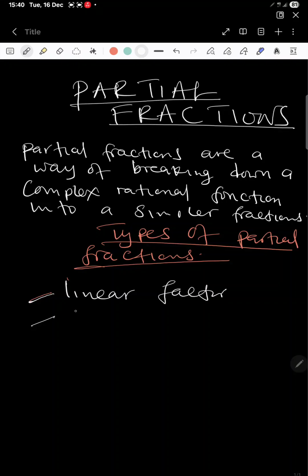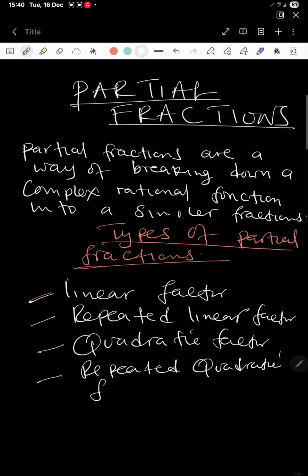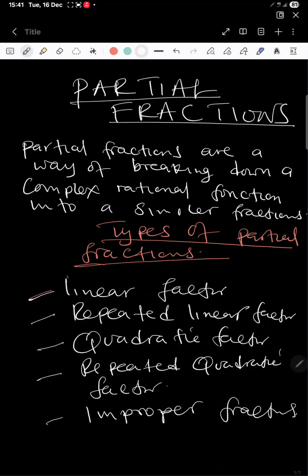Number two, we have repeated linear factor. Number three, we have quadratic factor. Number four, we have repeated quadratic factor. Number five, we have improper fractions. All right, so these are the types of partial fractions that we have.